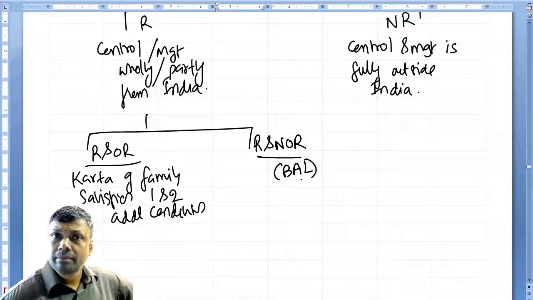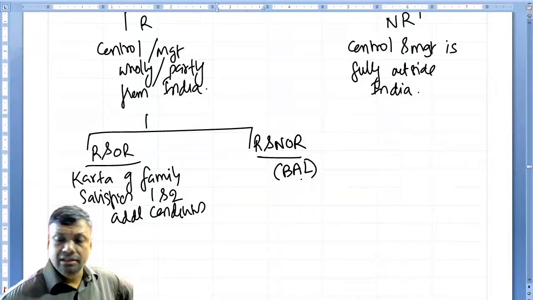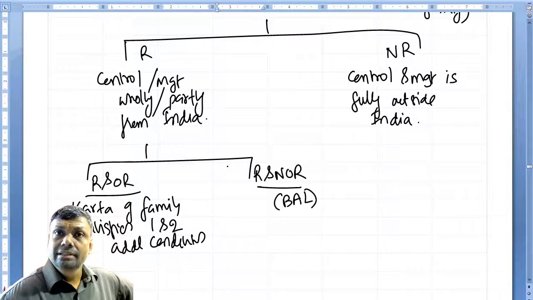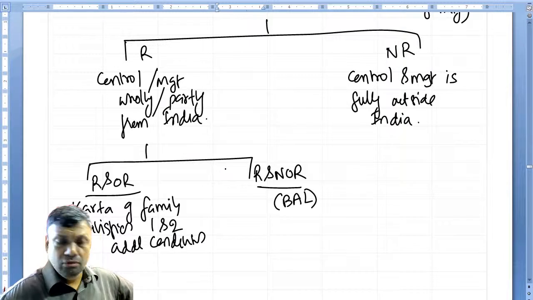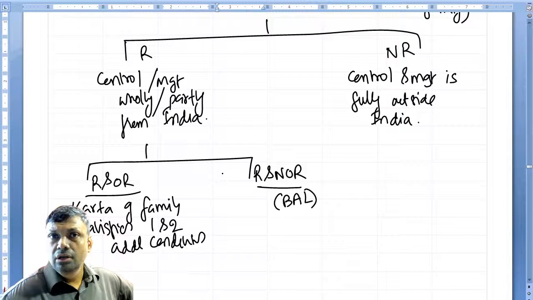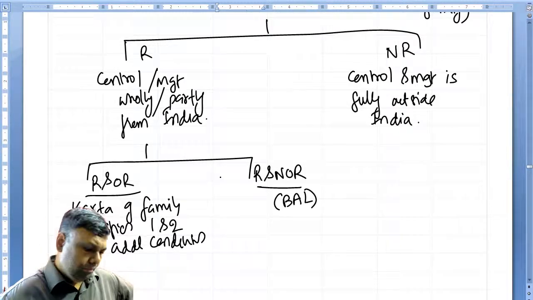So if that is satisfied, you will be resident and ordinarily resident. Okay. So ultimately, how does it look like? In order to be resident or non-resident, it's a test of control and management. And for resident and ordinarily resident, there are additional 2 conditions, which are the same as those of the individual.